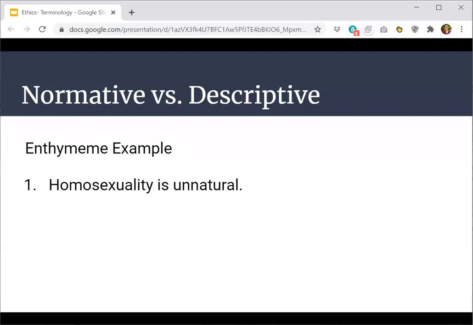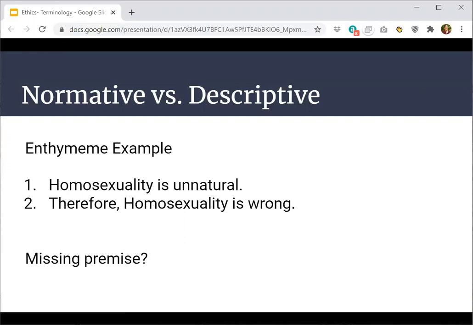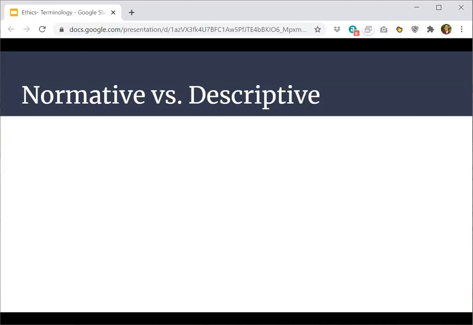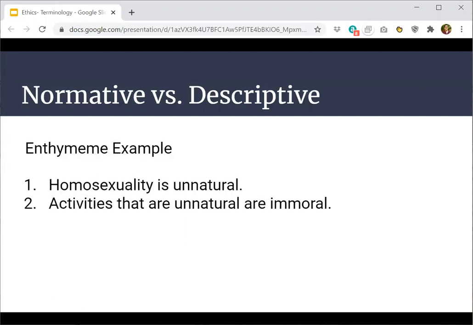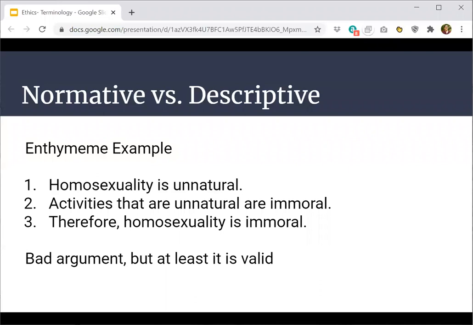Here's an enthymeme example that really blatantly, obviously commits the naturalistic fallacy. Suppose, premise one, homosexuality is unnatural. Conclusion, therefore homosexuality is wrong. What's wrong with this argument? What's the missing premise? Of course, it's this, right? That activities that are unnatural are somehow immoral. Therefore, homosexuality is immoral. This is a bad argument.